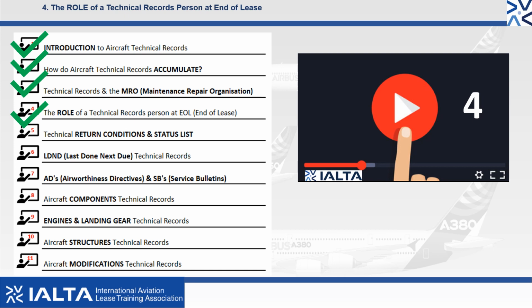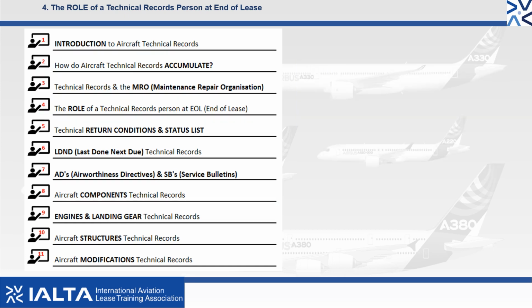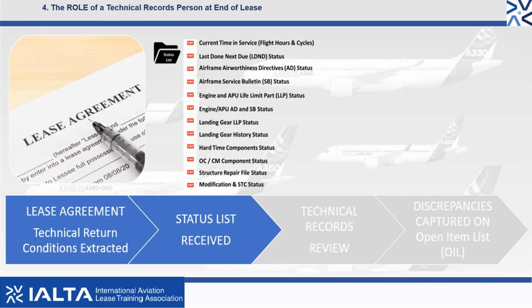Congratulations on completing video number 4, the role of a technical records person at end of lease. The next video is number 5, where we will discuss in more detail technical return conditions and status lists.